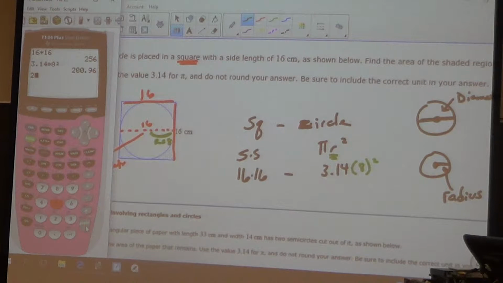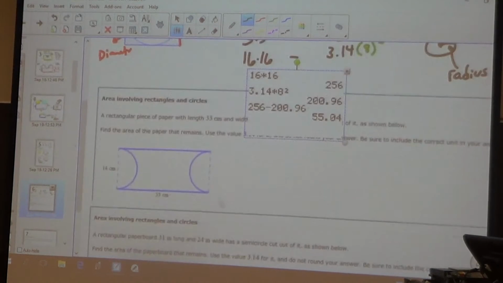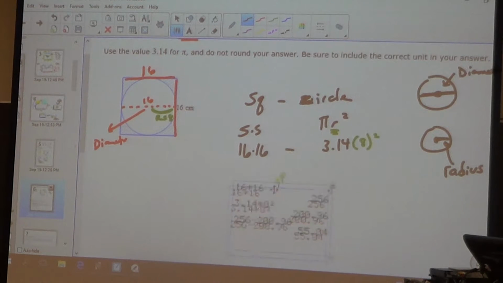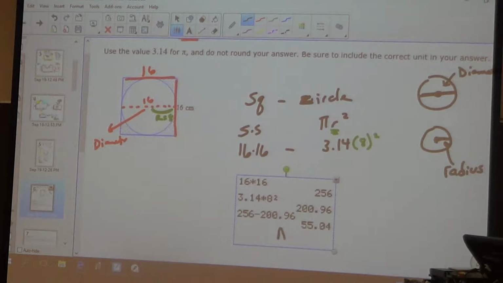And so 256 minus 200.96. Whoop, there it is. That easy breezy. Now, that would be the area of those itty bitty little corners right here.